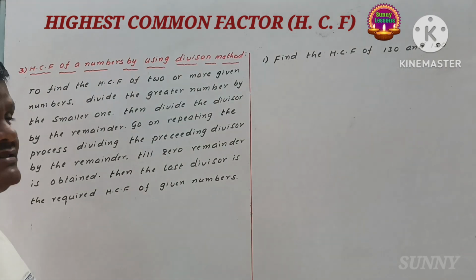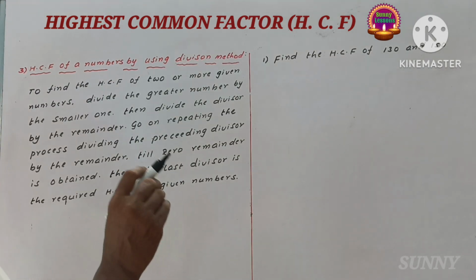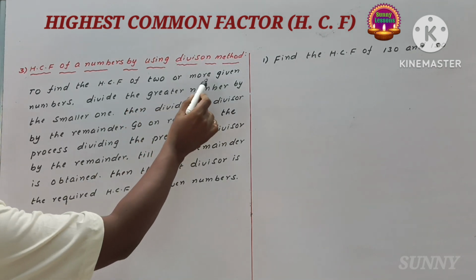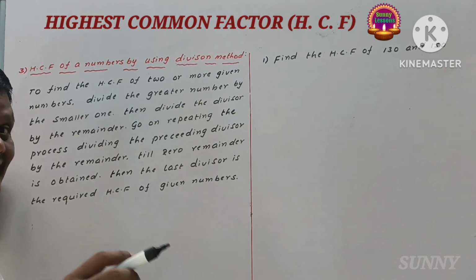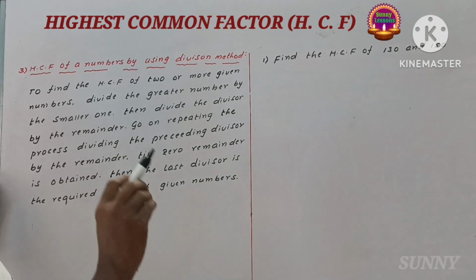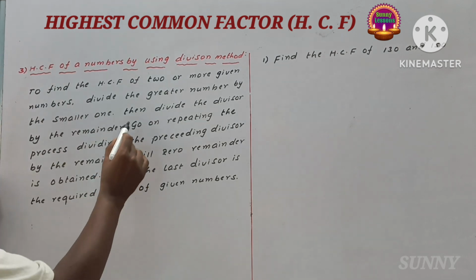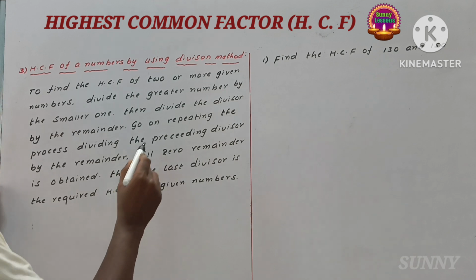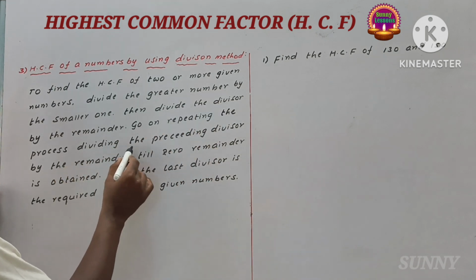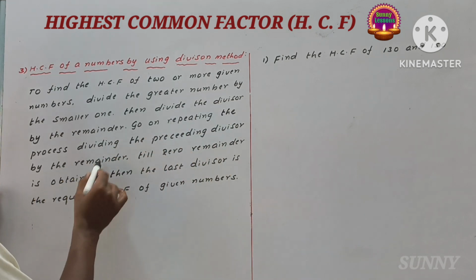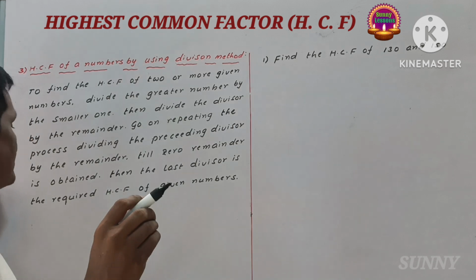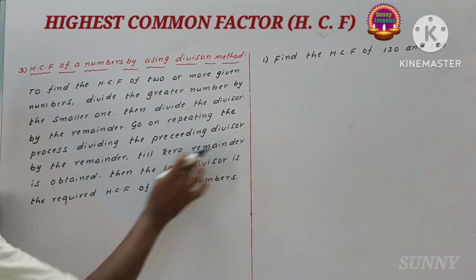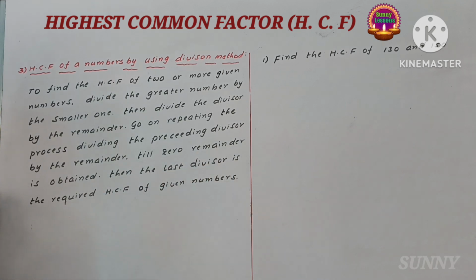Next, the third method is finding the HCF of numbers by using the division method. To find the HCF of 2 or more given numbers, divide the greater number by the smaller one. Then divide the divisor by the remainder. Go on repeating the process, dividing the preceding divisor by the remainder, till 0 remainder is obtained. Then the last divisor is the required HCF of the given numbers.